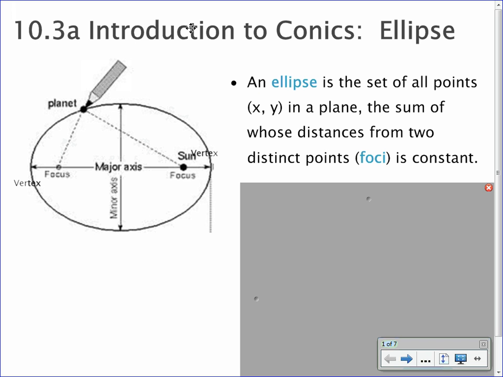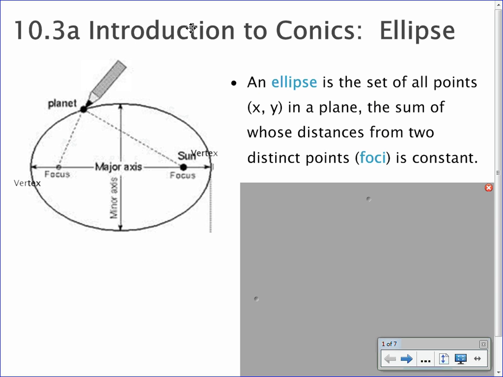Notice how we're flatter on one side. We're shorter on one axis than the other, and we're longer on one axis than the other.